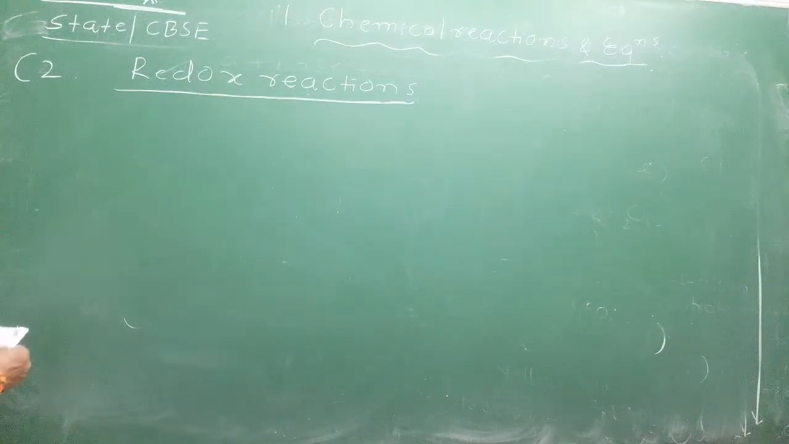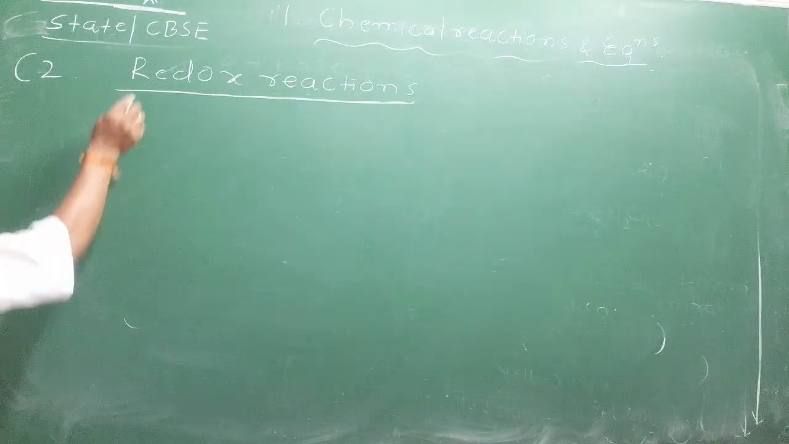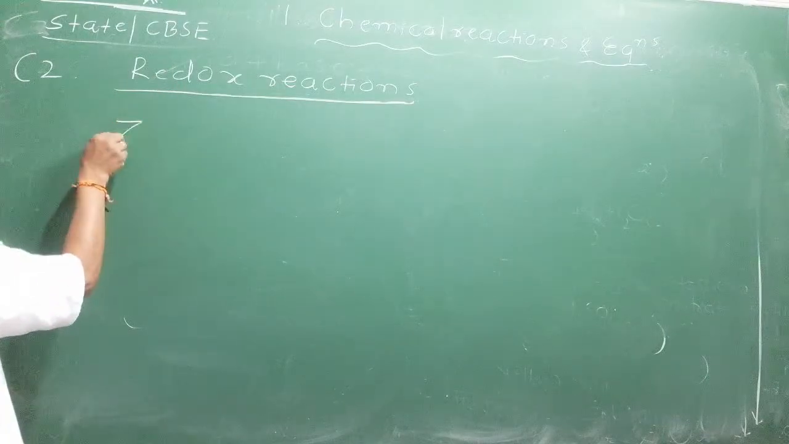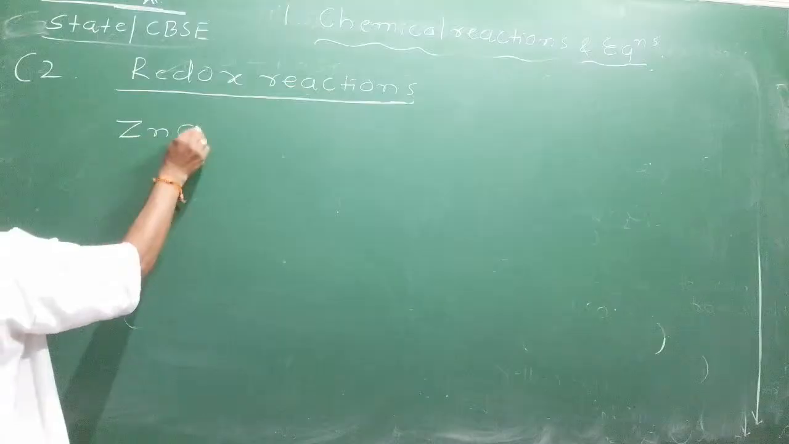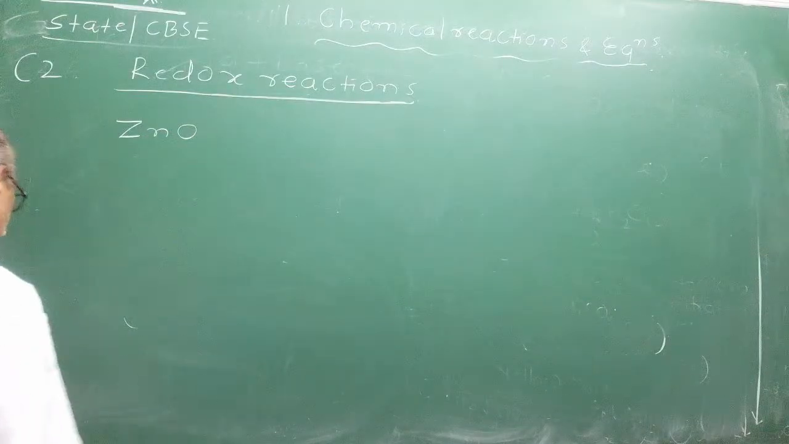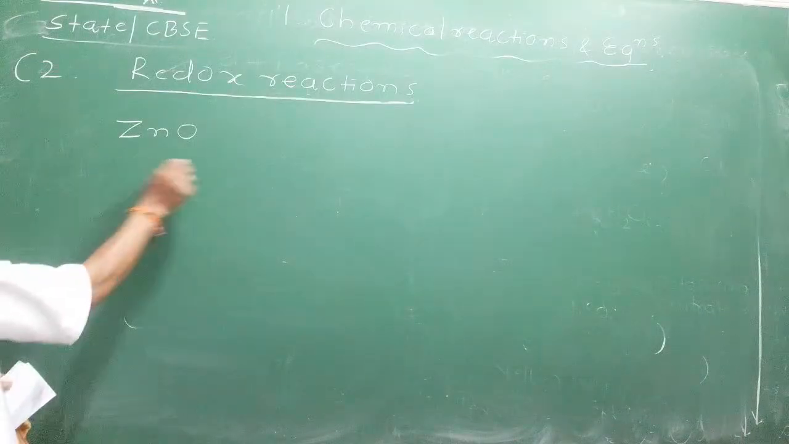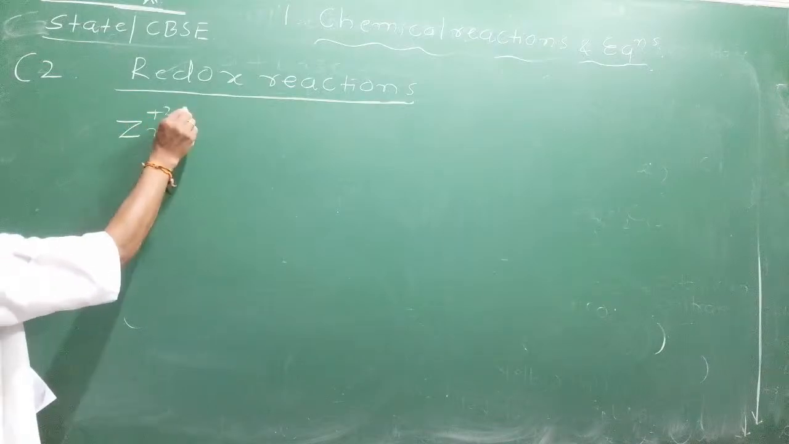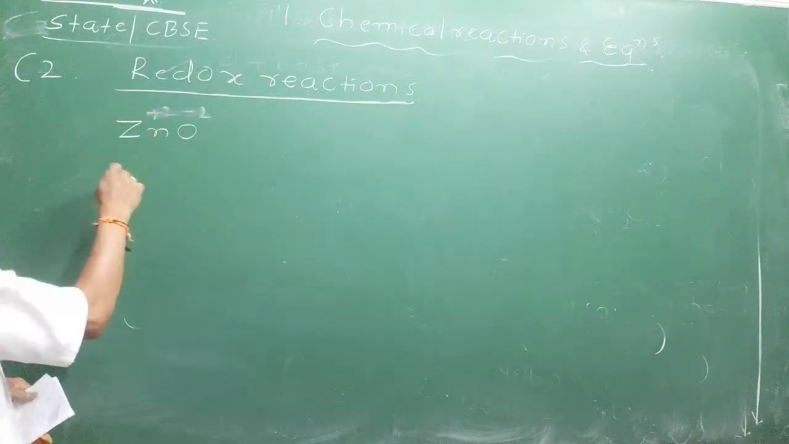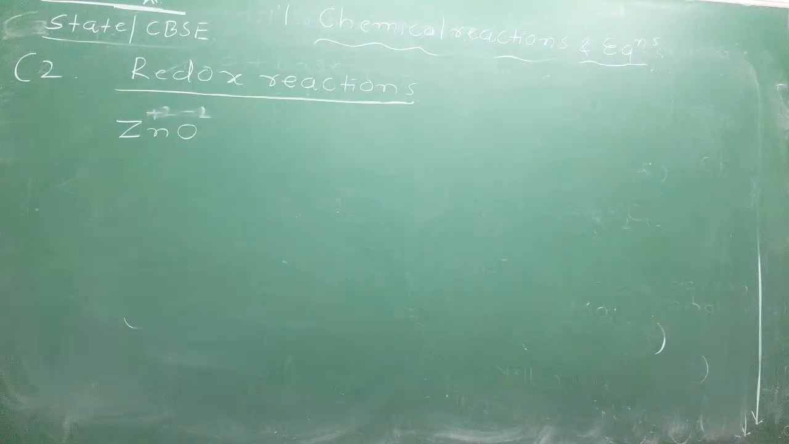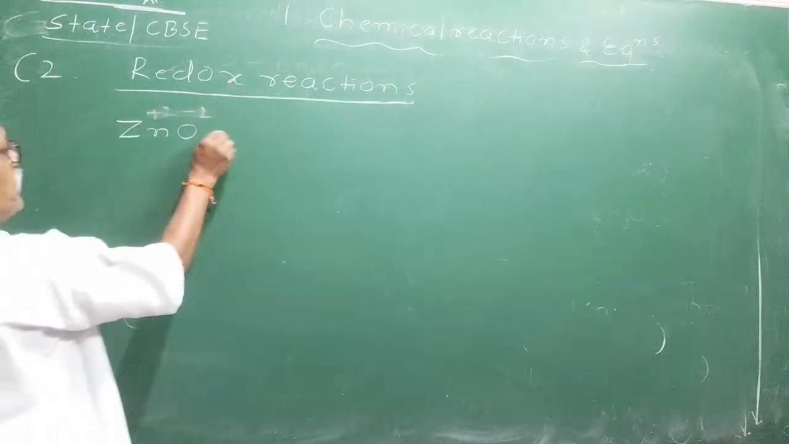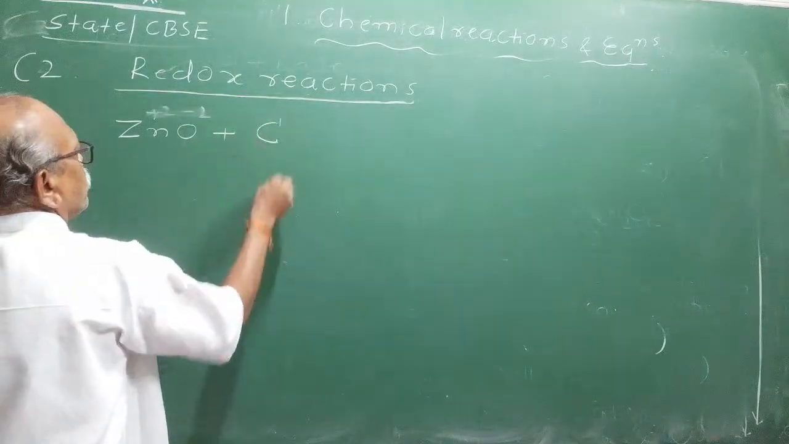I will write some reactions here. You balance. Name this compound. I will write a compound. ZnO. What is the name of this compound? Now I will give the formula. You name them. Is the formula correct? Zn plus 2, O minus 2. Formula is correct. What is the name of it? Name of it. Plus, I will write symbol, carbon.